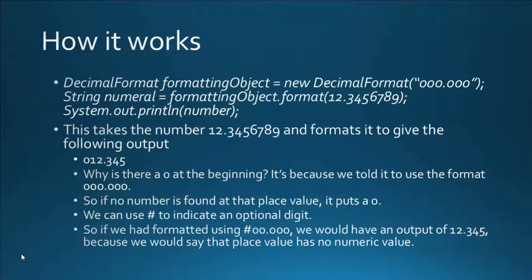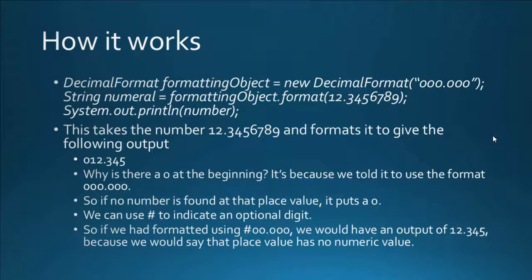We then have String numeral equals formattingObject.format(12.34567889); System.out.println(numeral). So this is going to take that number 12.34567889 and format it to give the following output, which is 012.345. You might ask, why is there a 0 at the beginning? Well, if you look at the format that we created up here, we told it that there needs to be 3 digits. So we told it to use that format of 000.000. So if no number is found in the place value, it places there a 0.